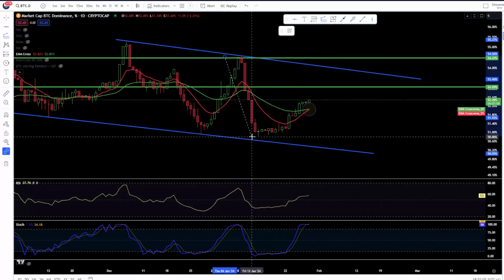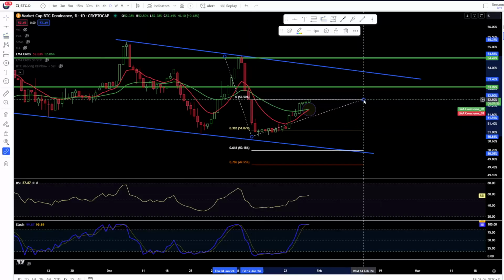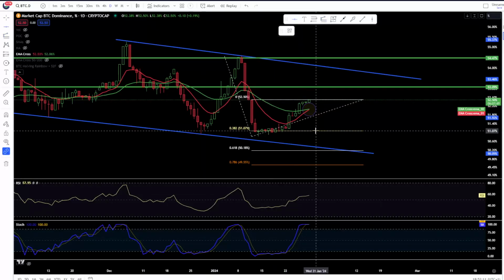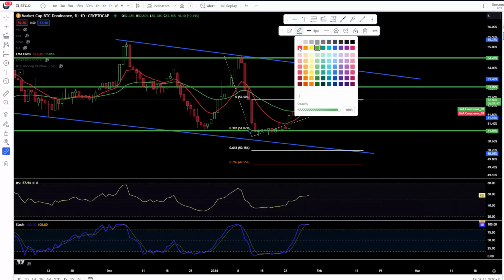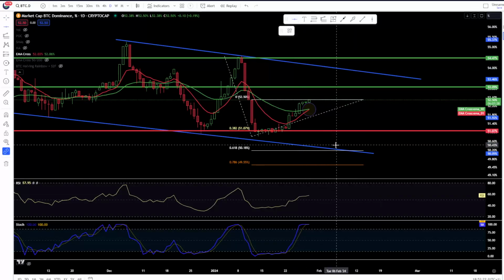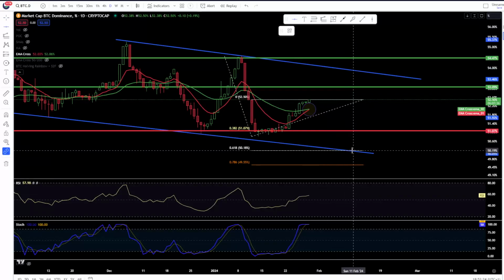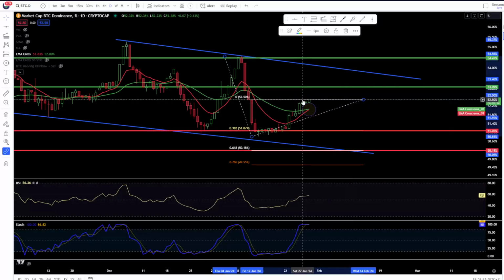Looking the other way, we can designate supports in a similar way. And here you can see how strong support at the level of 51% maintained the decline, but it is still worth keeping in mind the level of 50.19%.